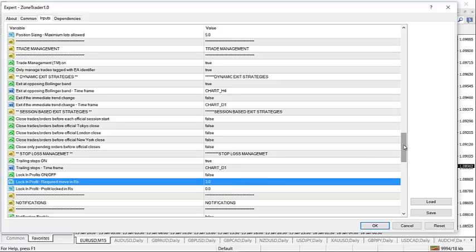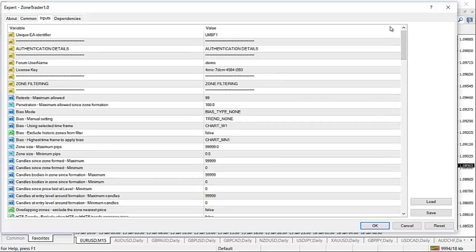So I think I've given you a quick summary there of the parameters used for auto trading and trade management. Hopefully that helps explain a few things and gives you an idea of the capabilities of this expert advisor.